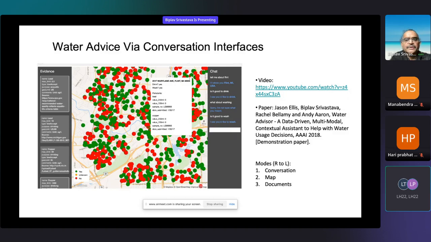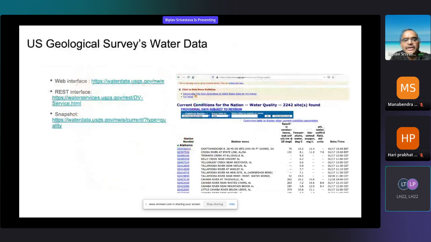Such interactive systems are what we believe is very useful, because technical information like pH and BOD and so on is useful to technical people, but not much use for common people. So how can we make a meaningful abstraction and provide insights to end users? That is the key problem we are looking at.